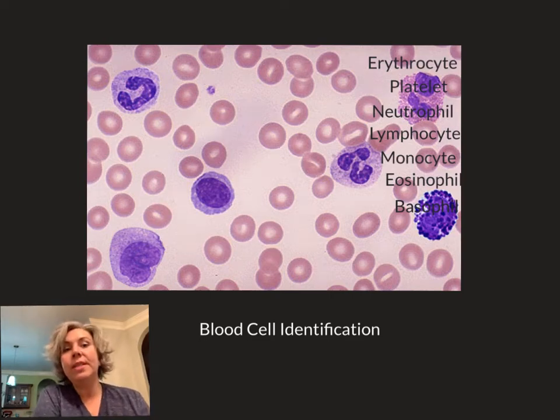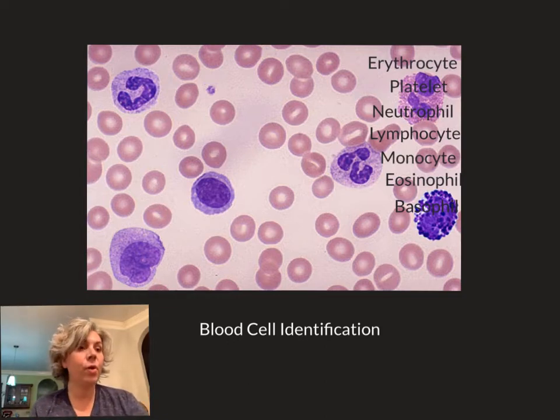We are going to review the different types of formed elements that are found in the bloodstream. Now, formed elements is what we commonly call our cells. There's three types of blood cells. You have red blood cells, which are known as erythrocytes, white blood cells called leukocytes, and then the platelets, which are called thrombocytes.